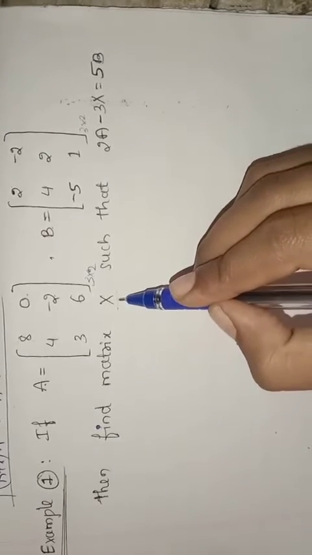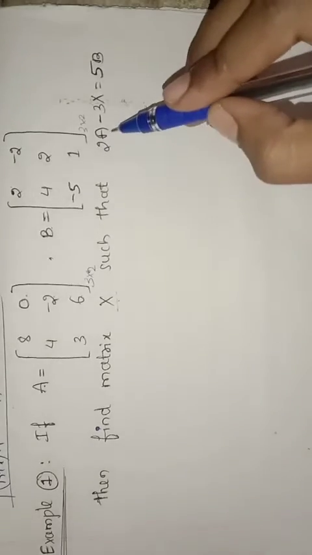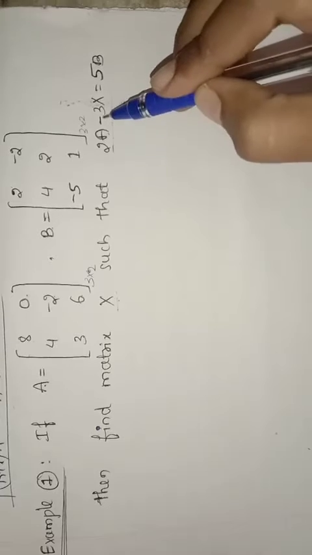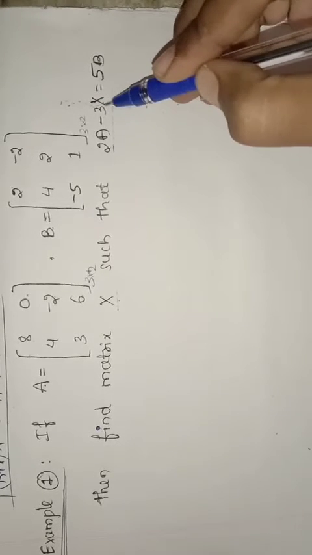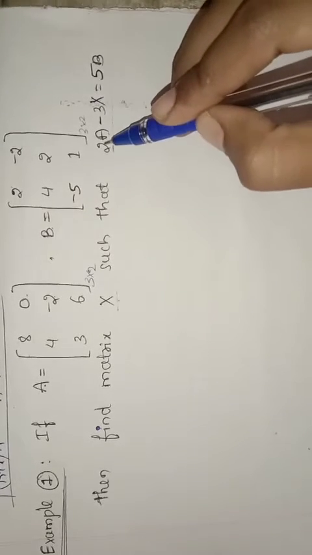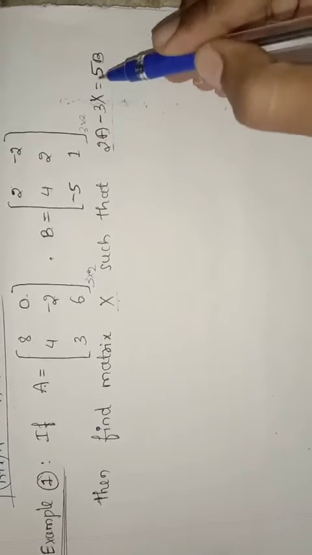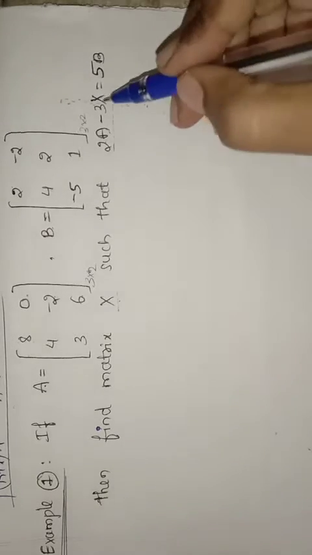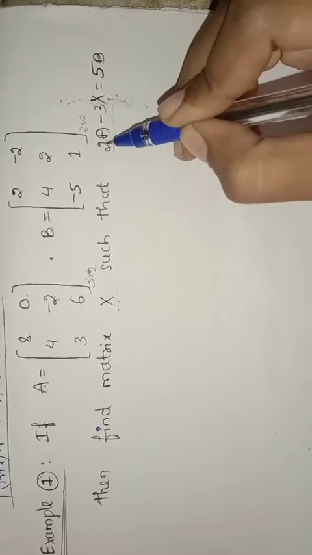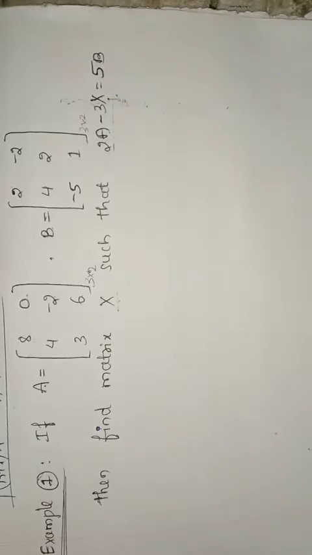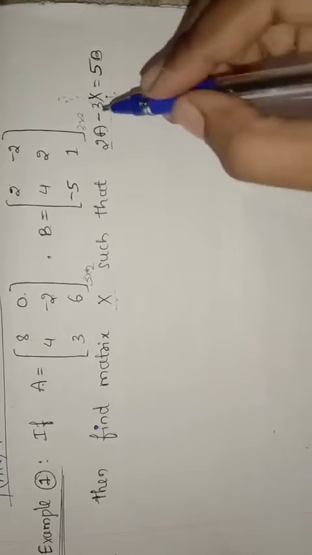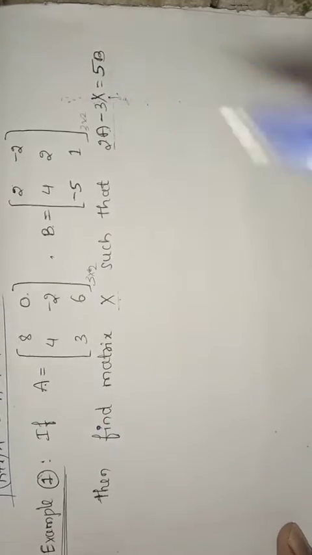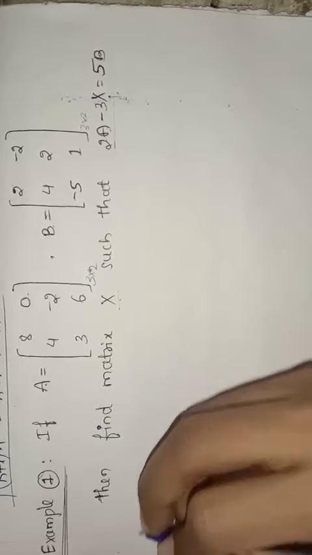So now we have to find the matrix X, such that they have given one equation, that is 2 into matrix A minus 3 into matrix X, such that if you do 2 into A minus 3 into X, we get 5 into B. So here we have to find the matrix X. Using this equation I will find out the matrix X. So this is very simple, just consider.